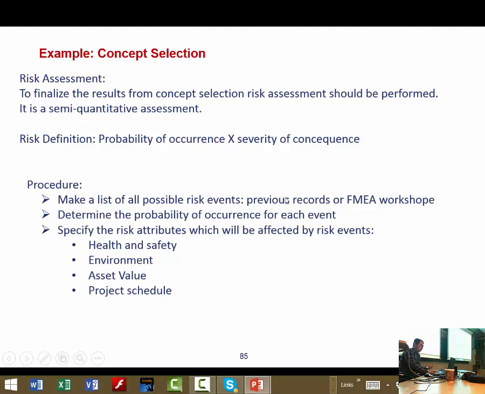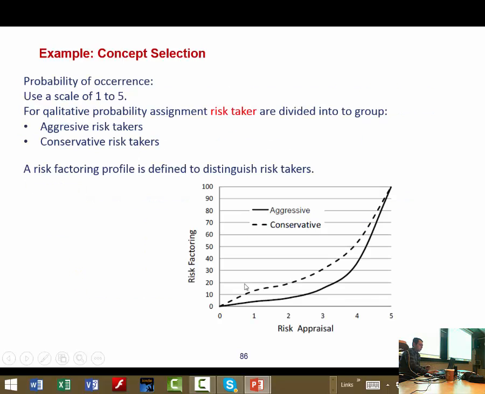which can be based on previous record, or most of the time is something relative. For example, it is very high, medium, or low. You cannot assign some accurate number like 6.5 to that. Also you should specify attributes that can be affected by this failure or risk, which are mainly health, environment, asset value, and project schedule.